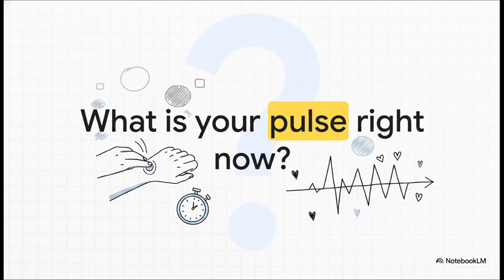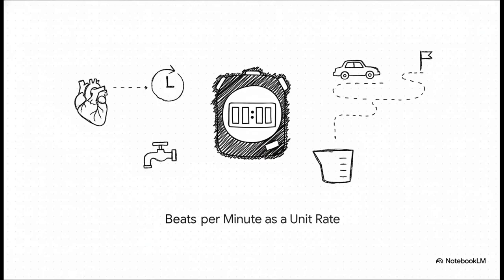Okay, so a typical resting heart rate might be something like 70 beats. But what exactly did you just measure? Boom, what you just experienced there is actually calculating a unit rate. Now, in math, a standard rate is just a ratio that compares two quantities with entirely different units of measure. Think heartbeats and minutes or miles and hours.